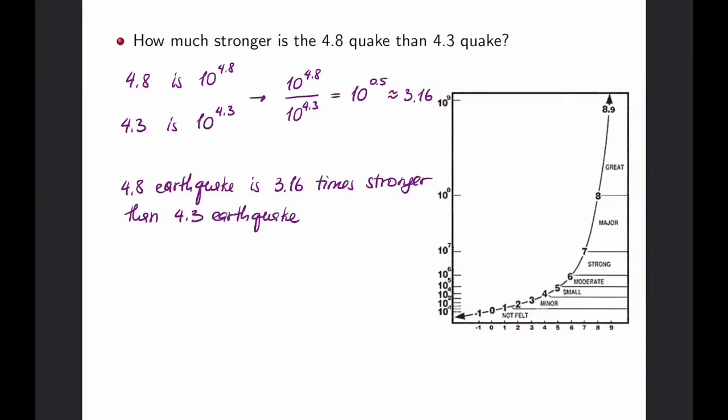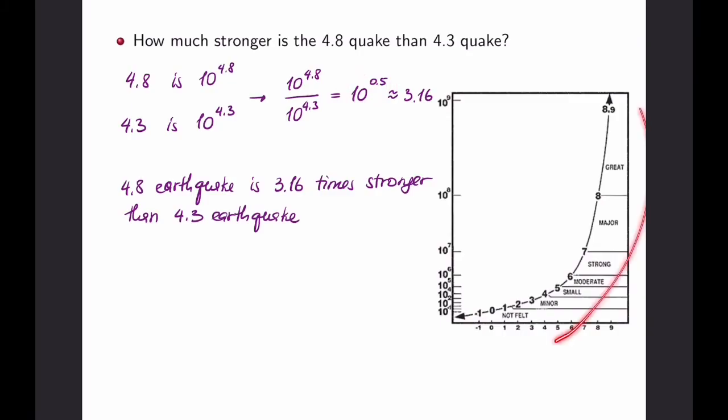Let's record that. So notice the difference here between 4.8 and 4.3 on a logarithmic scale. It seems not very big, only a 0.5 point difference. But that actually corresponds to 10 to 0.5, which means that the difference between these two earthquakes isn't 0.5 times stronger, it's 3 times stronger. And this is the essence of logarithmic scales. Whatever you have in a logarithmic scale corresponds to 10 to that power in the actual absolute numbers.